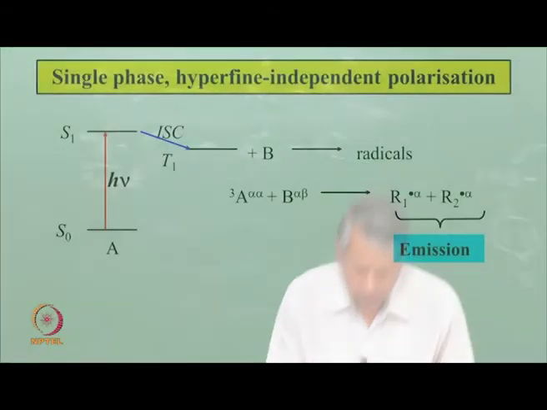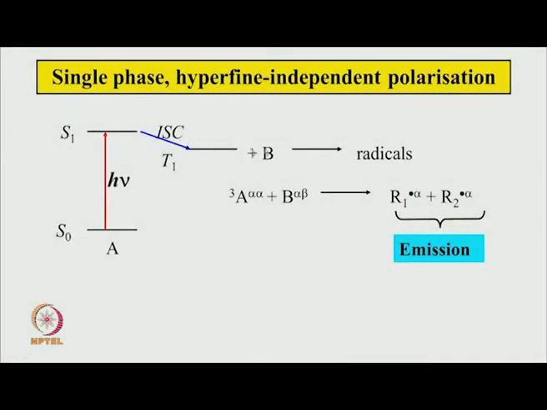So, we can therefore develop our reaction scheme in this fashion: it is not the singlet state of A that is reacting, it is the triplet state of A that is reacting, and particularly not all the 3 triplet levels, but only triplet A with alpha alpha spin state. Then it reacts with B and produces 2 radicals A and B, everything is conserved here and both of them come in the emissive polarized state.